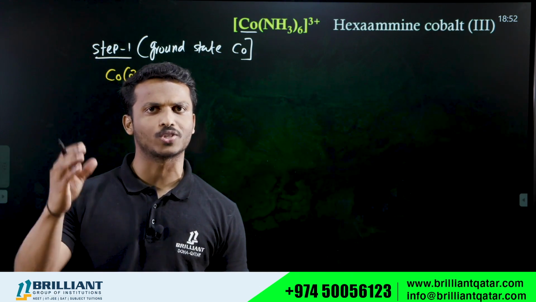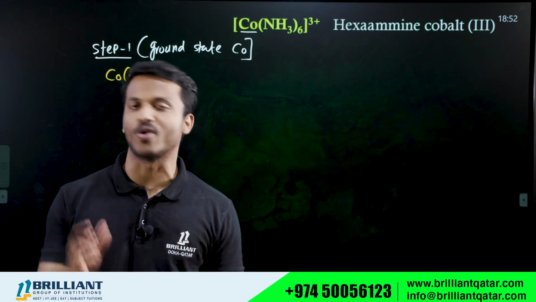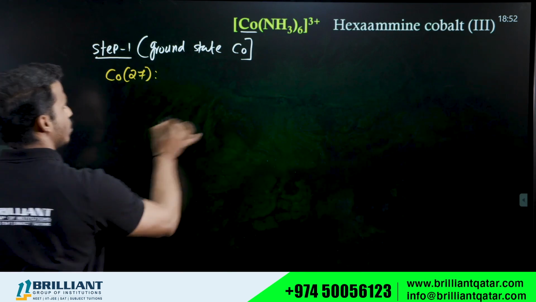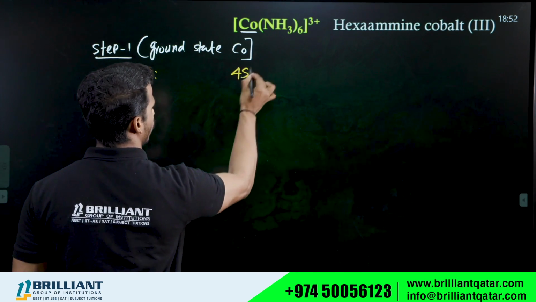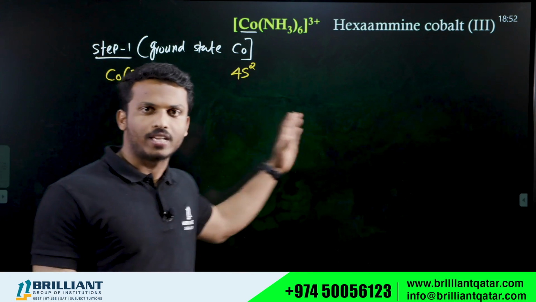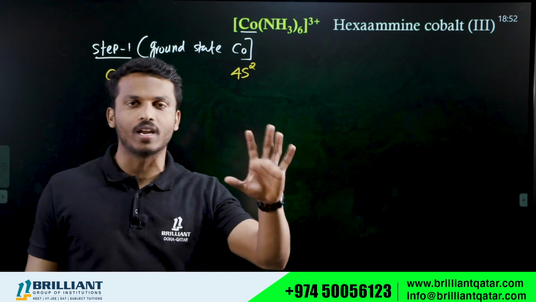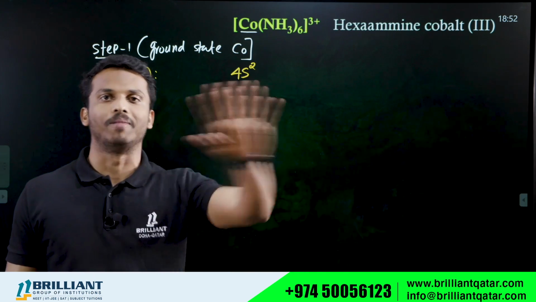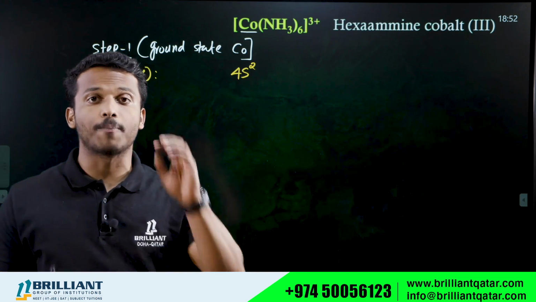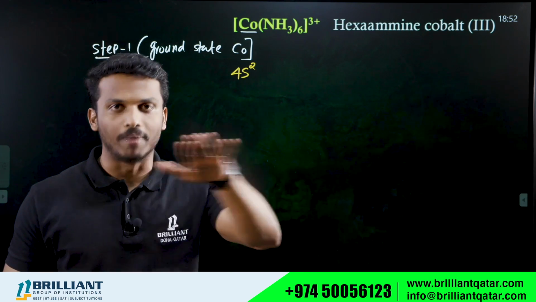You know, 1s2, 2s2, 2p6, like that. We don't have enough time, so no need to write everything. Let me tell you, for 27 you can write 4s2. You know, 1s2, 2s2, up to it will reach 4s2. 4s2 means up to 20 electrons are completed. If you write 4s2 directly, that means up to 20 electrons are completed.